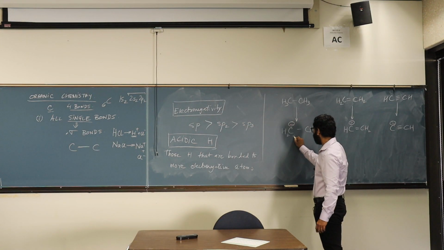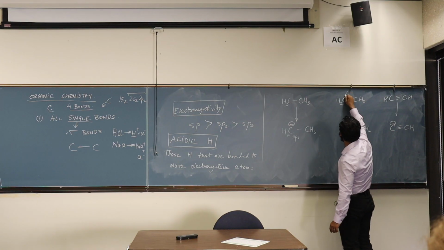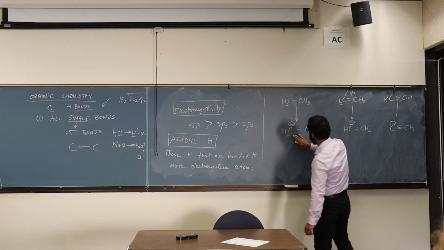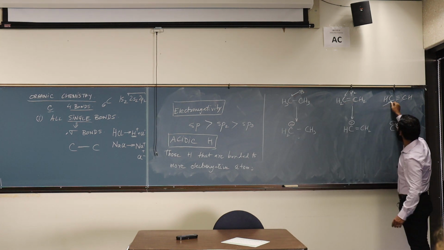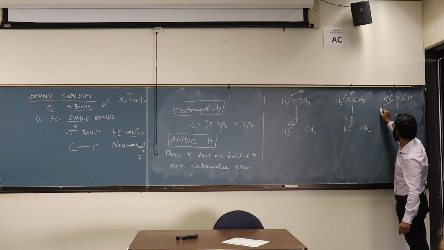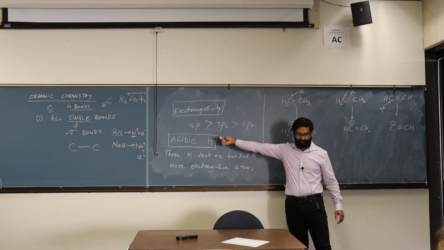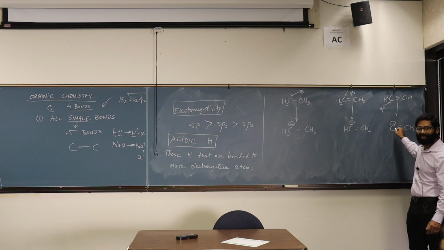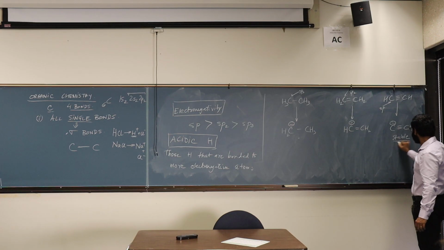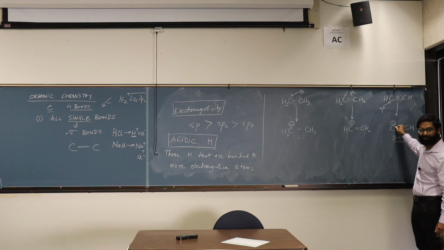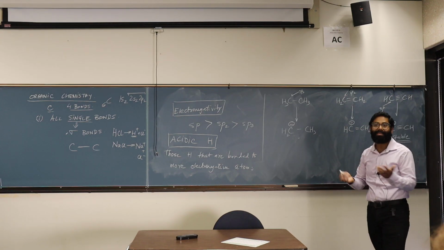Correct. So this carbon was sp3, right? This carbon was what? sp2. What was this carbon? sp. I have written the electronegativity here. So this is the most electronegative and has the negative charge. So this becomes the most stable. If this is the most stable, then the likelihood of this H leaving becomes more likely.